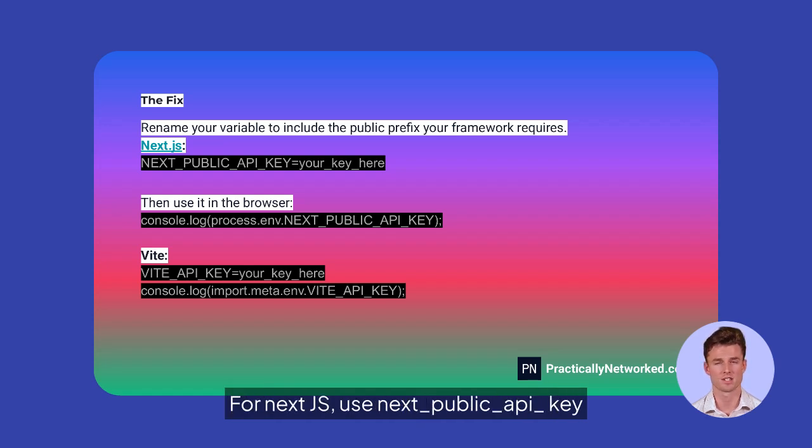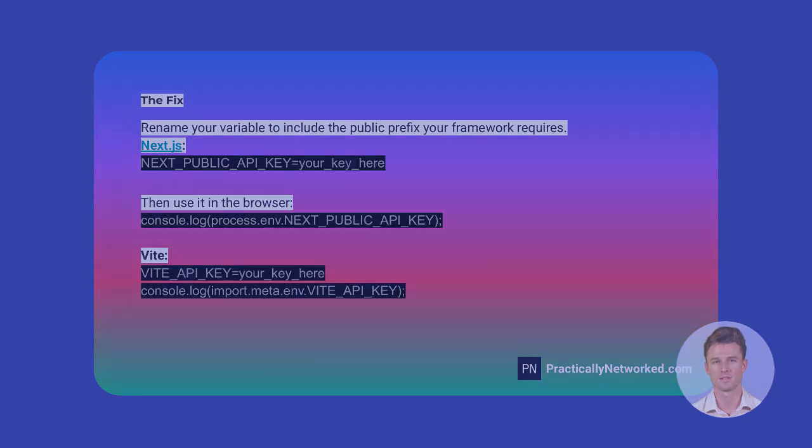For Next.js, use NEXT_PUBLIC_API_KEY. For Vite, use VITE_API_KEY. This ensures browser accessibility.